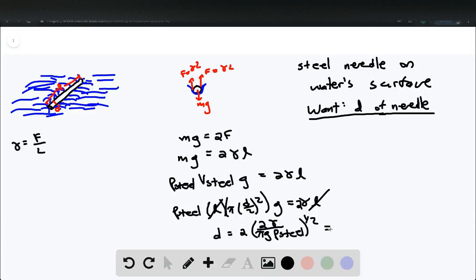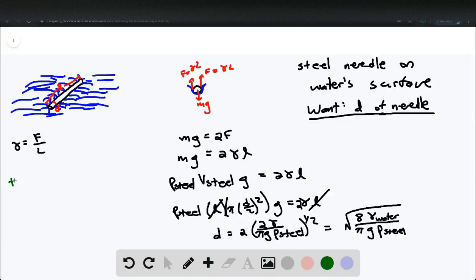And we can rewrite this just squaring the 2 here, multiplying by the 2 in the square root. We have this as 8 times gamma. And this is the gamma of water. That's what's creating the surface tension. So that's something we can look up in the textbook. So this is the formula we're going to use.